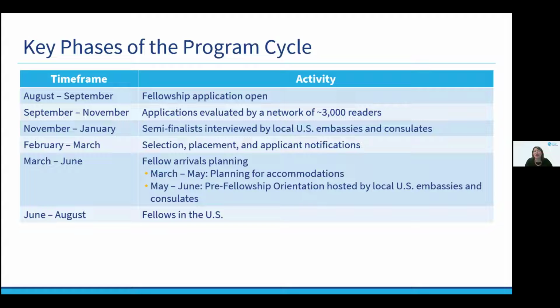Really where a lot of the disability accommodations planning work happens is when we are planning for fellow arrivals. So between March and May, we are planning to provide support and accommodations for those fellows who need it. And then for all fellows, we have a pre-fellowship orientation, which is hosted by their local U.S. Embassy and Consulate. I am actually really fortunate to be leaving tomorrow for Angola and Botswana to engage with the fellows there. And then from June to August, the fellows are in the U.S. And I will say we are working very closely with our embassies and consulates throughout this entire process. So they are absolutely our partners in all of this.